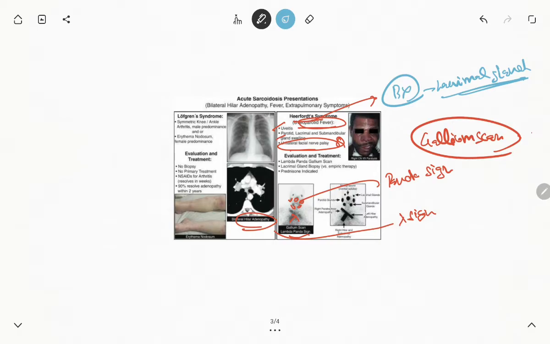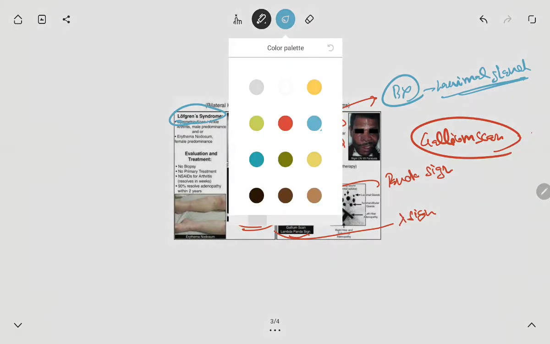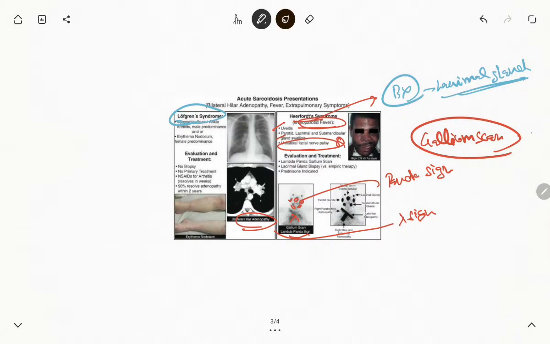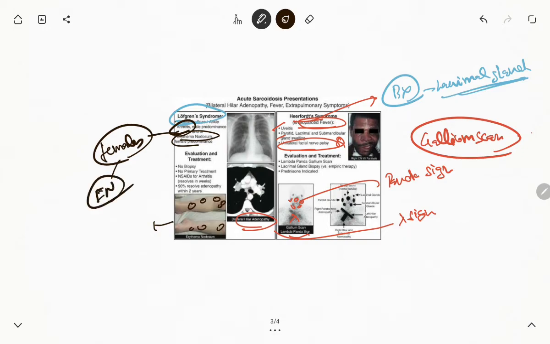Whereas a similar entity is called Lofgren syndrome. Lofgren syndrome is a prodromal phase of the disease, and it has non-specific symptoms except two points you must remember. One is arthritis, another is erythema nodosum. It's a picture-based question many times asked previously. This erythema nodosum is a feature of sarcoidosis or Lofgren syndrome which is exclusively common in females. So females have erythema nodosum and the males have arthritis.